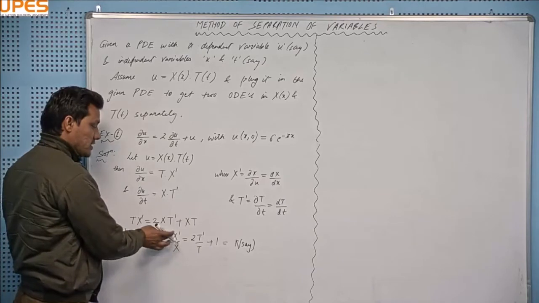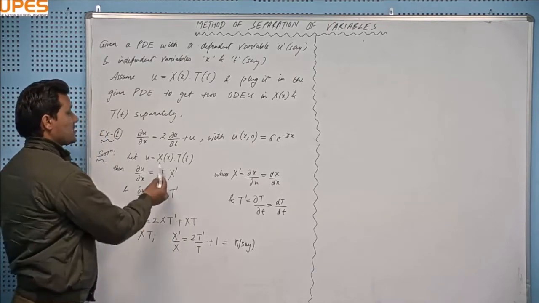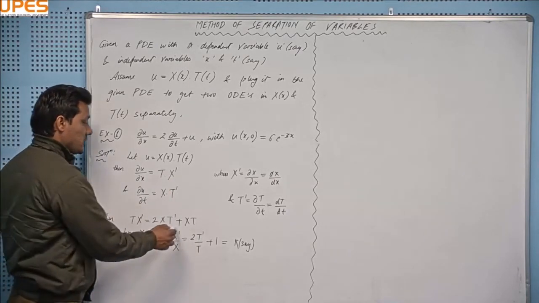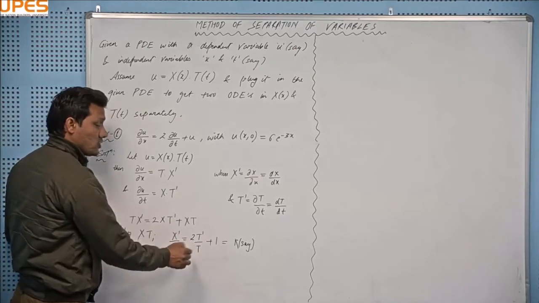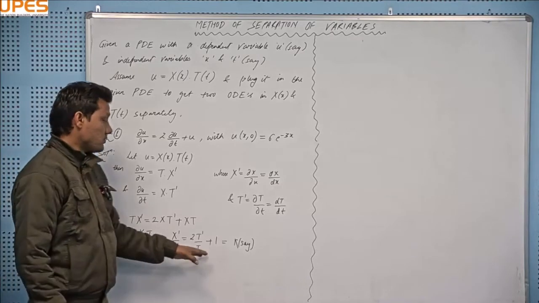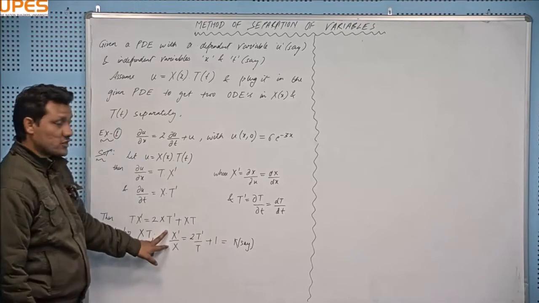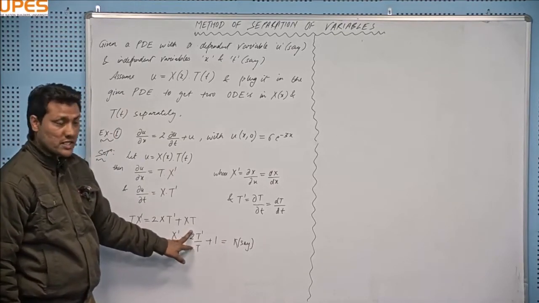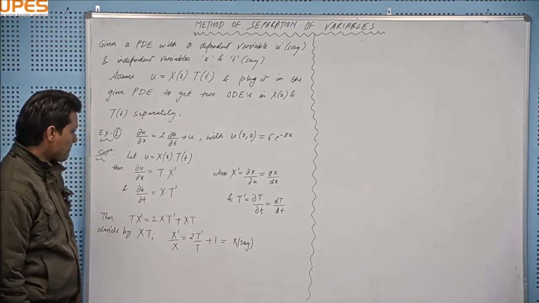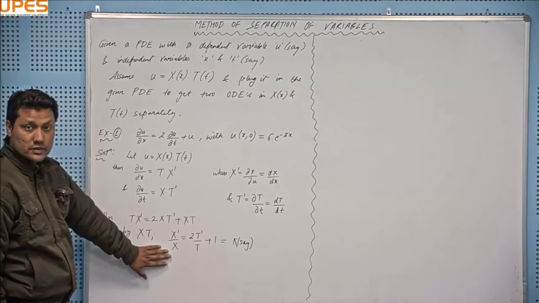And why have I taken these two ratios equal to some constant? The reason is that the left hand side is a function of x, because as I have said, capital X is a function of x only and capital T is a function of t only. So the left hand side should be a function of x only, the right hand side a function of t only, and if the two functions are equal, they can only be equal if both of them are some constant. So precisely the left hand side is a constant, the right hand side ratio is also constant, and that should be equal to k.